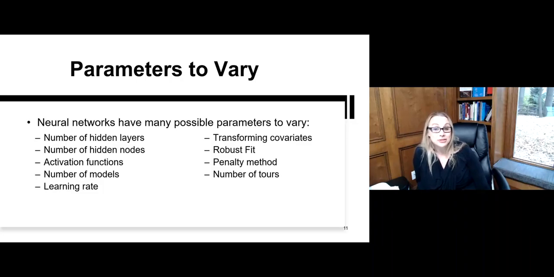You can apply a penalty method, which is similar to what we talked about before with the lasso and ridge regression, where you can add a penalty to your cost function. You can adjust the number of tours, or just how many iterations it goes back in and redoes. So there are quite a few adjustments that you can make in a neural network. And as we will see when we go into practicing and applying neural networks in our program.